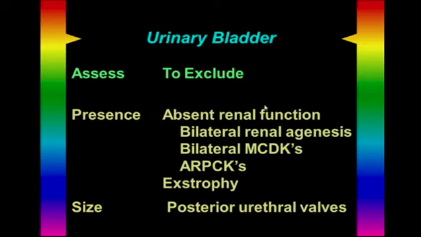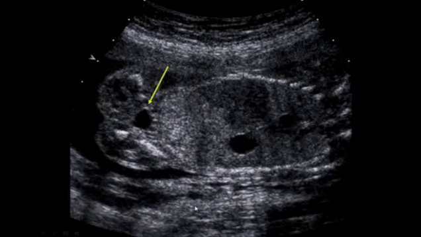Now, another component of every second and third trimester ultrasound of the fetal anatomy includes finding the urinary bladder to make sure it's present. Absence of the urinary bladder might indicate absent renal function, such as bilateral renal agenesis, bilateral multicystic dysplastic kidneys, or autosomal recessive polycystic kidney disease. But another reason for absence of the urinary bladder is when there is exstrophy, so we can look for that as well. We also look at the size of the bladder in order to exclude posterior urethral valves.